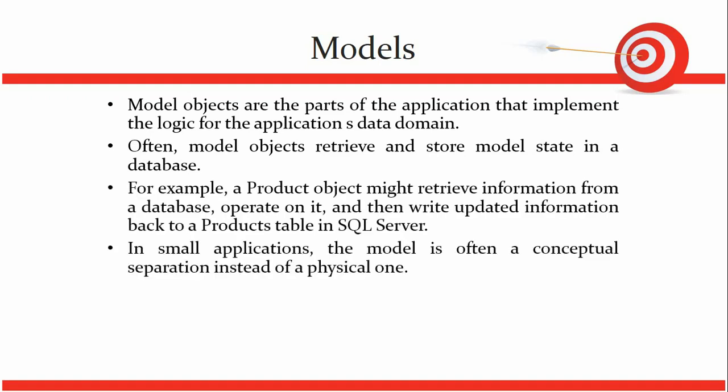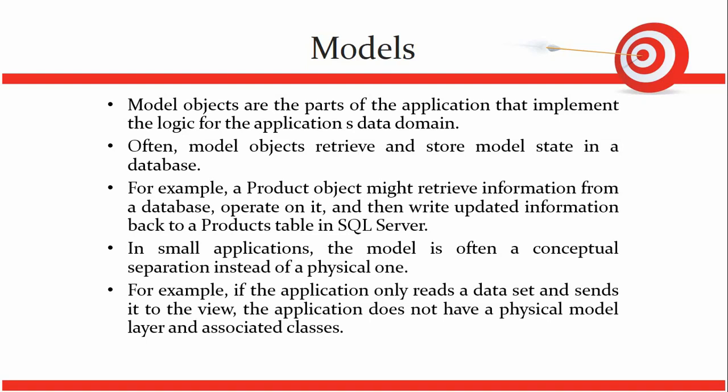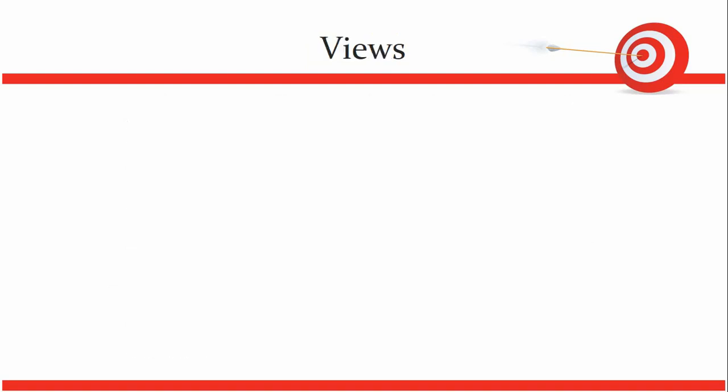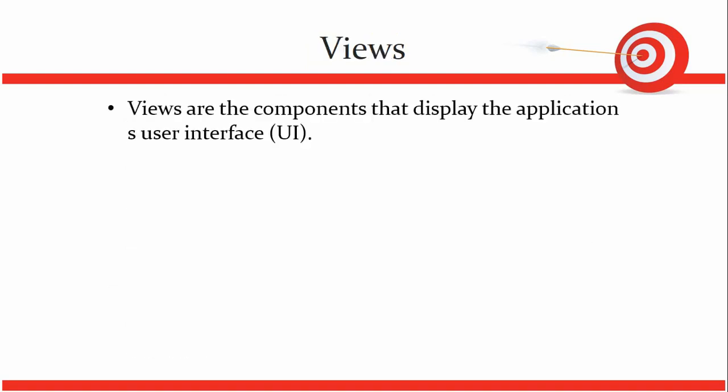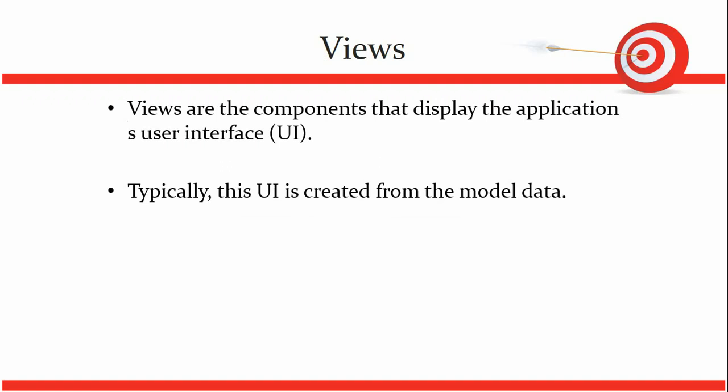Let me skip all these examples and take it in the real world directly. I've just put the example there; you can go through it when you want to learn this. Second one is view. View is something which displays the application's UI, as the name already says. Views show what data needs to be displayed to the user. Typically it is created from the model data. Please remember, it is typically created from the model's data. But sometimes, the reason I put the word typically is that it is not always used.